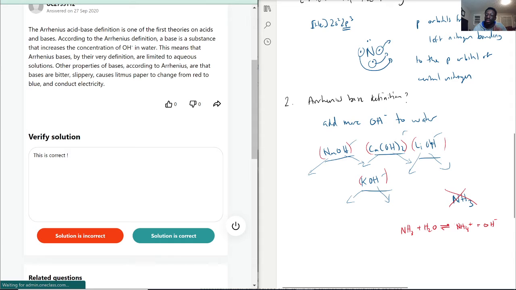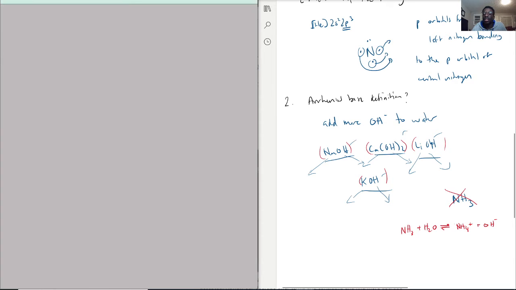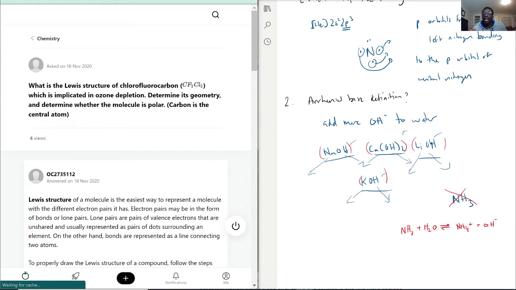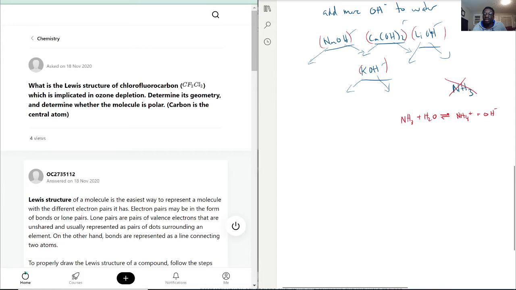It's just important because there are Bronsted-Lowry bases and Arrhenius bases. When you're looking at a definition, go by that definition, and not whether or not you know it's a base. Go by what the definition specifies for these types of questions. So with that being said, question number 3.